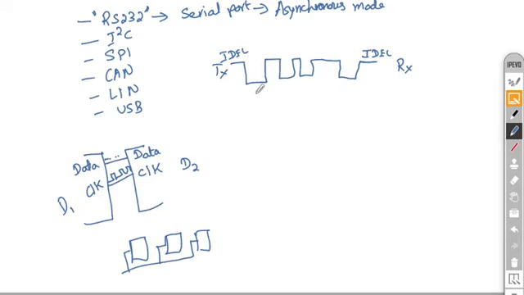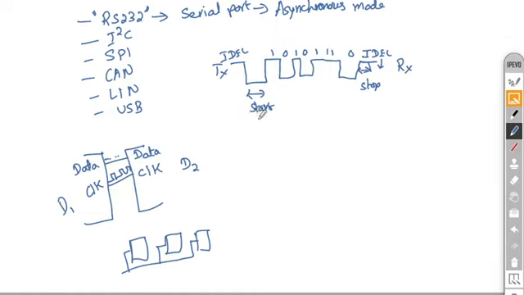So from here, this is the start, and this duration is the start bit, and after that the idle continues. Between this, the data is being transmitted, like 1 0 1 0 1 1 0, like that. 8-bit information is being transmitted.